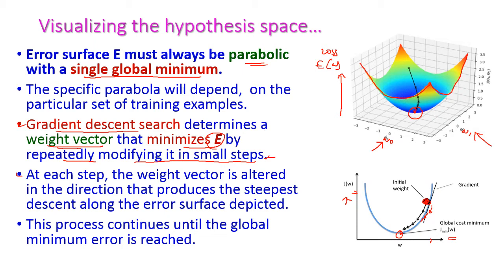See, at each step the weight vector is altered in a direction. Which direction? Towards the global minimum, that produces the steepest descent along the error surface depicted. This is important. This process continues until it reaches the minimum, that is the global minimum error.